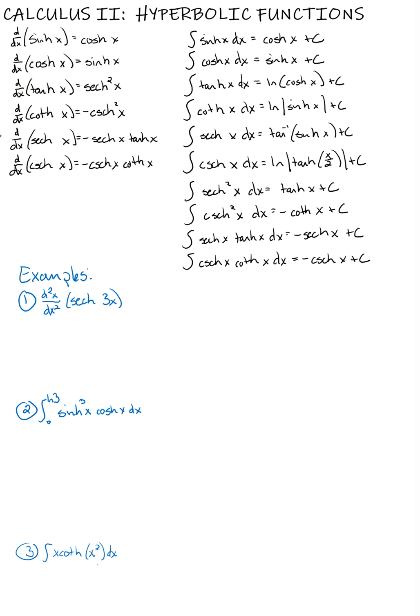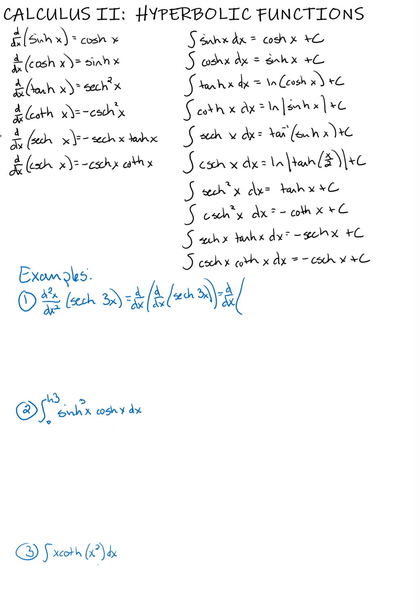Let's go ahead and try some examples. For the first example, I want to take the second derivative of the hyperbolic secant of 3x. Well, it's the second derivative, which means we will take the derivative of the derivative. All right, so let me write that second derivative out there so I don't forget about it.